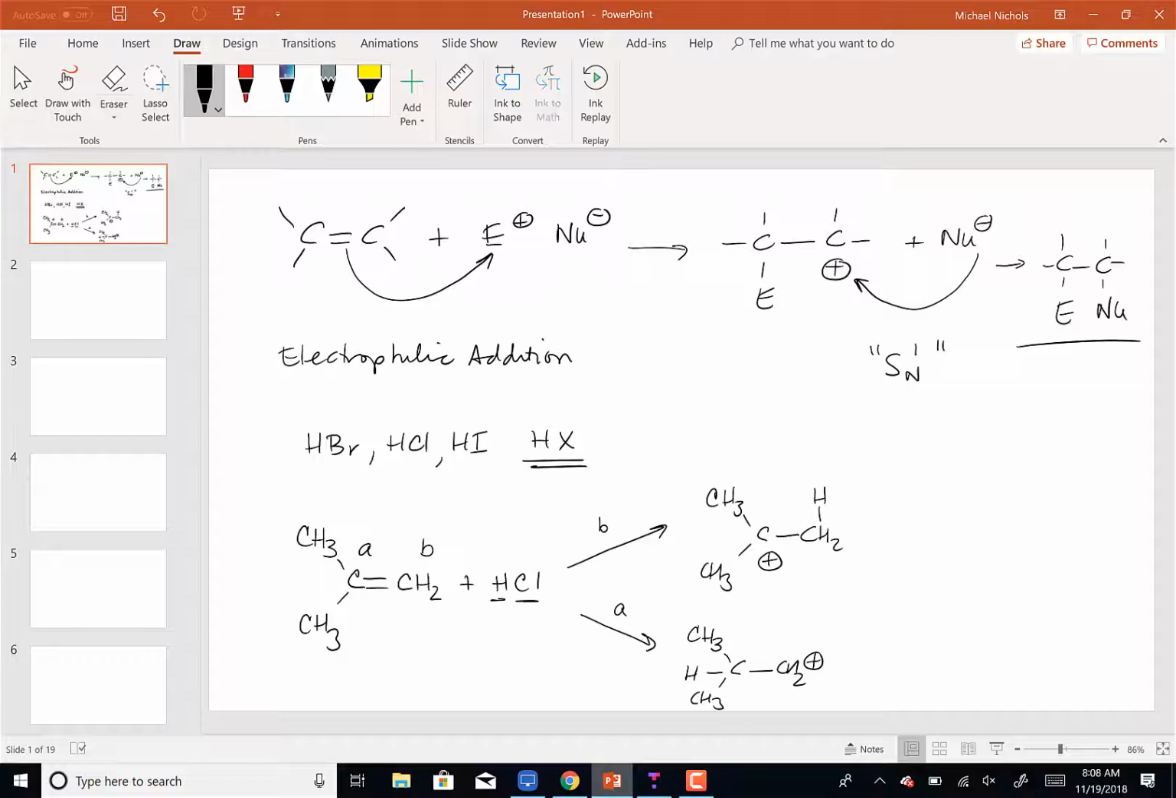So if I add the H plus carbon B, I'm going to get that intermediate. And if I add it to A, I'm going to get that intermediate. And then my chloride comes in and adds to the carbocation to form the final product.